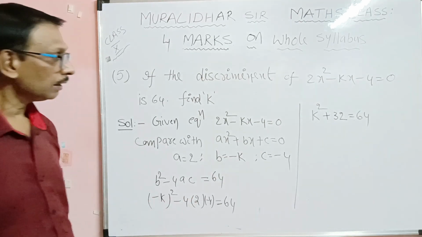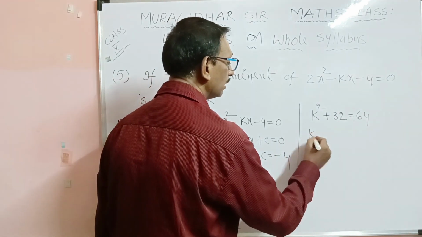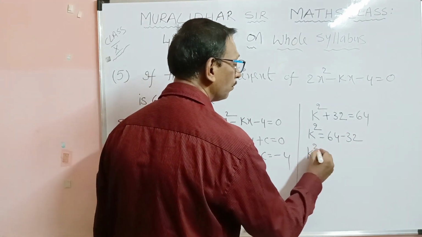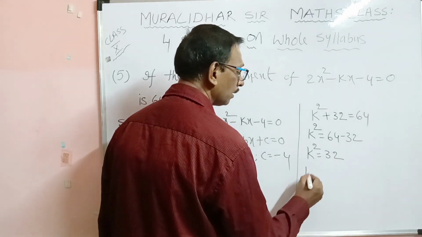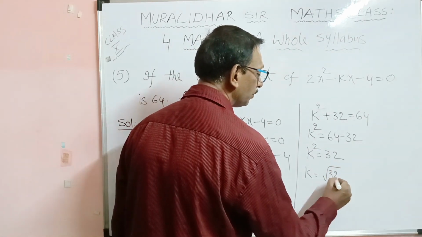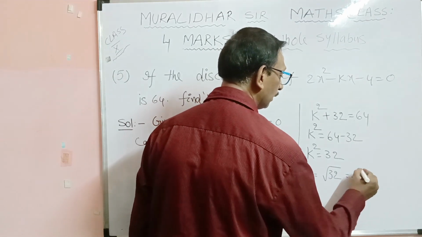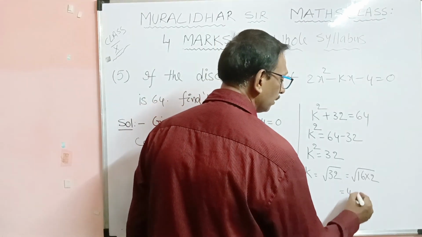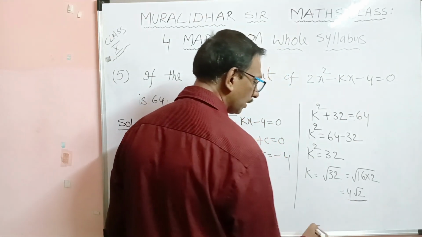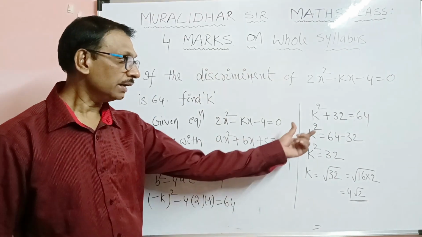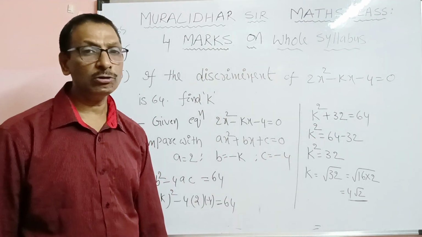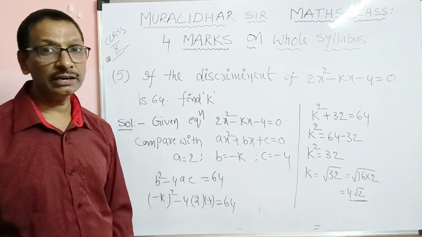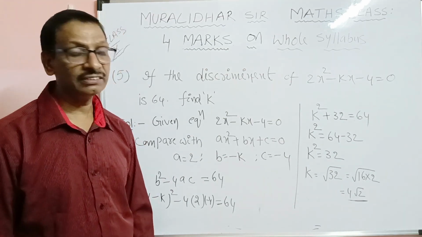మైనస్ ఇంటూ మైనస్ ప్లస్. ఈ ప్లస్ 32ని ఈక్వల్ టు అవతలకి తీసుకెళ్తే 64 మైనస్ 32 అవుతుంది. నా k square ఈజ్ ఈక్వల్ టు 32 అవుతుంది. k ఈజ్ ఈక్వల్ టు స్క్వేర్ రూట్ ఆఫ్ 32 అవుతుంది. దీన్ని ఎలా రాయొచ్చు అంటే 16 ఇంటూ 2గా రాయండి. స్క్వేర్ రూట్ ఆఫ్ 16 అంటే 4 అవుతుంది. స్క్వేర్ రూట్ ఆఫ్ 2 అవుతుంది. నౌ దిస్ ఈజ్ ద వాల్యూ ఆఫ్ k. నౌ ద డిస్క్రిమినెంట్ వాల్యూ ఈజ్ ఈక్వల్ టు 64 అయితే k కనుక్కోమనే మోడల్ చాలా ఇంపార్టెంట్. సో దిస్ ఈజ్ ద ప్రొసీజర్ to find out the value of k by the given condition of a quadratic equation whose discriminant is given.